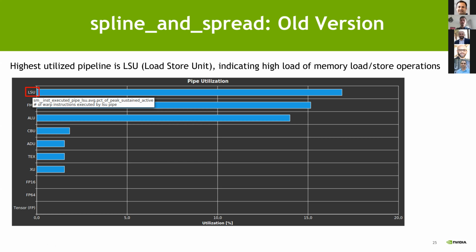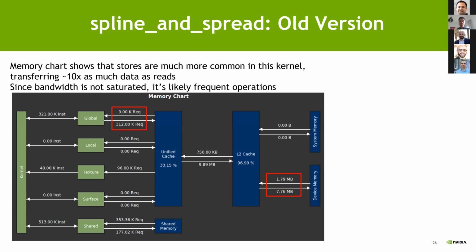Okay, but here we have a high load of memory load store operations. Looking at the memory chart, it shows that stores are much more common in this kernel. So what we see on the very left-hand side, we have the kernel, the SM, and then we have all these logical memory spaces that our SM could issue instructions to.